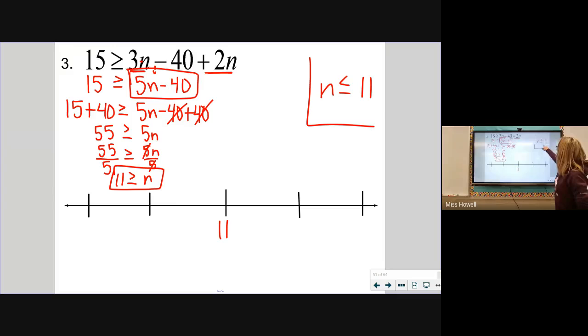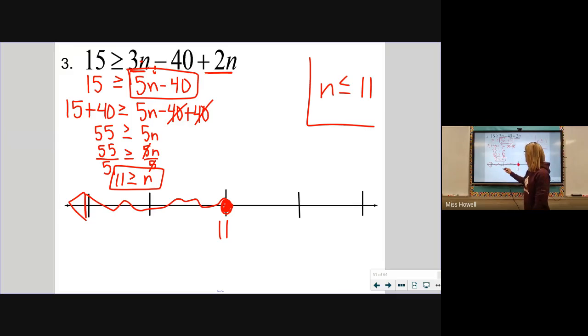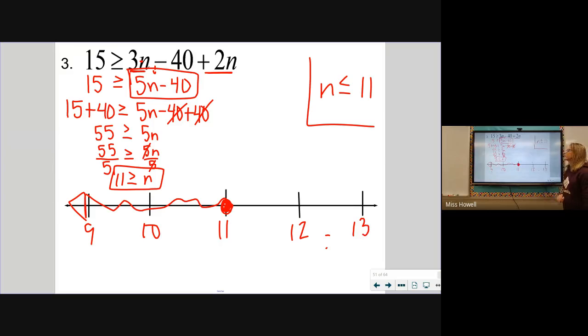But this one, n is less than or equal to 11, helps me understand better that I'm going to have a closed-in circle here, and I should be shading to the left, right? I should be going towards 10, 9, 8, 7, all the way to negative infinity, not towards positive infinity, so be careful.